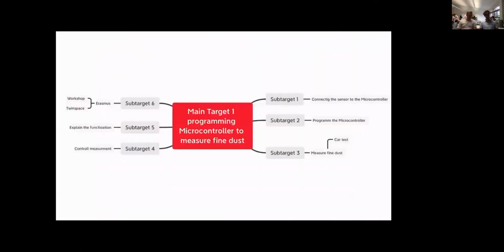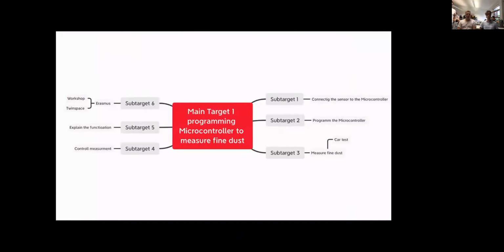Our fourth sub-target was to control our measurements with a different sensor, but we didn't do that because of the coronavirus. Our fifth sub-target was to explain the function of our sensor. We did this with a small learning video. And our sixth, or second main target, was the Erasmus project, like doing the workshop or working for TwinSpace.